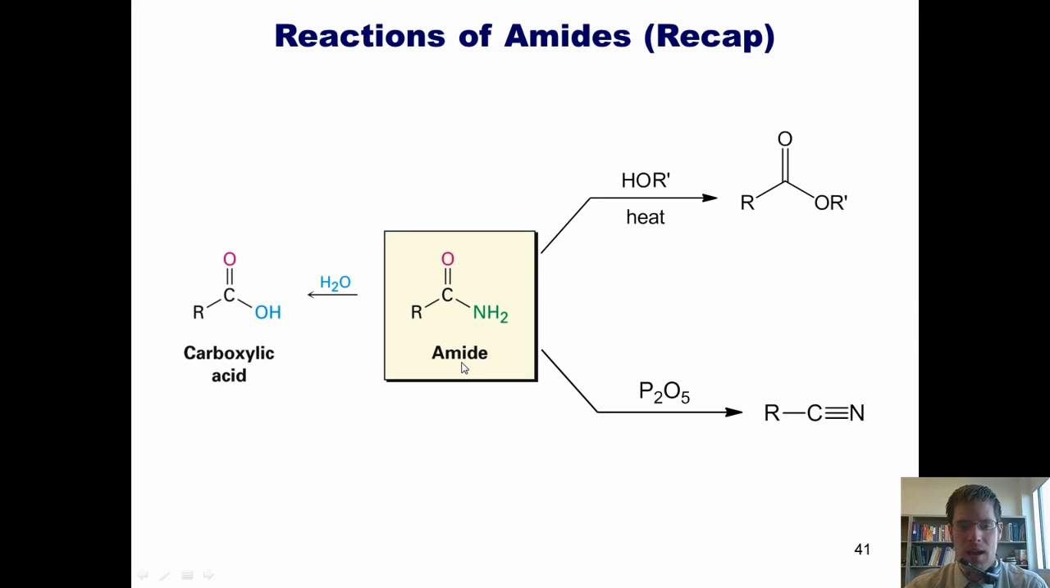Here are the reactions of amides, which are some of the least reactive species in the sequence, because an NH2- is a much poorer leaving group than an O- or a Cl-. But if we heat an amide strongly using water, we can replace the NH2 with an OH, converting it into a carboxylic acid. If we treat it with this dehydrating reagent, P2O5, phosphorus pentoxide, it will convert the amide into this species, a nitrile. Or if we heat the amide strongly with an alcohol, we can form an ester from it.